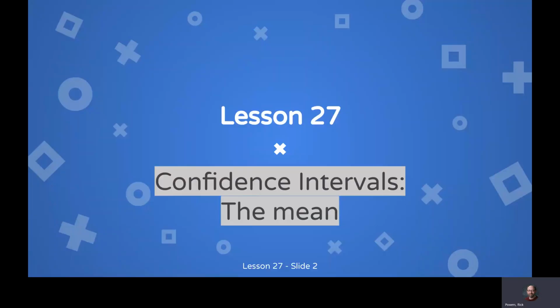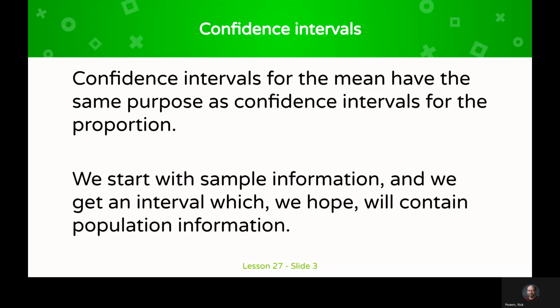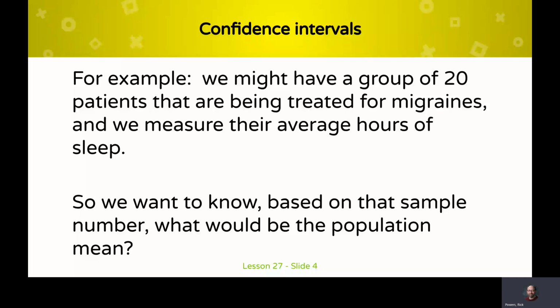Lesson 27, Confidence Intervals, the mean. Confidence intervals for the mean have the same purpose as confidence intervals for the proportion. We start with sample information and we get an interval which we hope will contain population information. For example, we might have a group of 20 patients that are being treated for migraines, and we measure their average hours of sleep. So we want to know, based on that sample number, what would be the population mean.